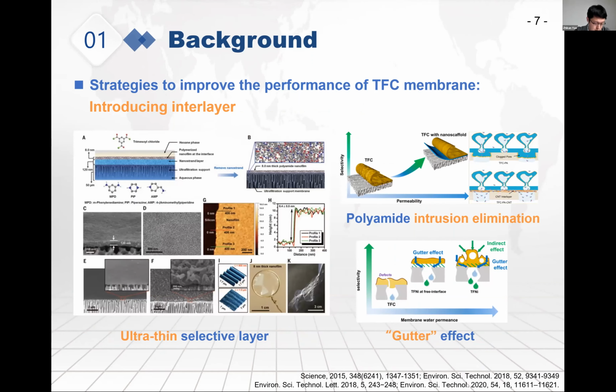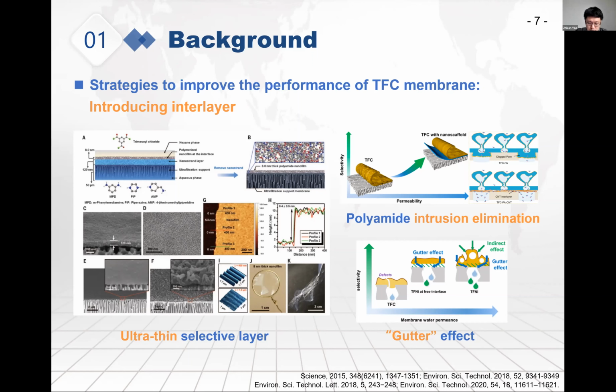An alternative strategy for membrane improvement arose: constructing an interlayer at the top of the porous substrate before interfacial polymerization. With the help of the interlayer, an ultra-thin selective layer could be prepared, and the polyamide intrusion into the pores of the substrate could be eliminated. The gutter effect was found by Professor Tang. The interlayer provides additional channels for water to permeate.